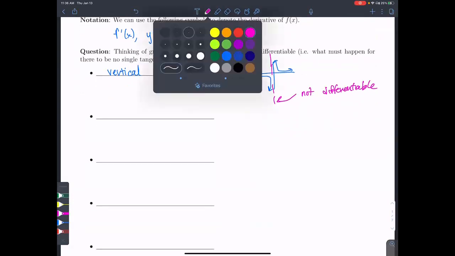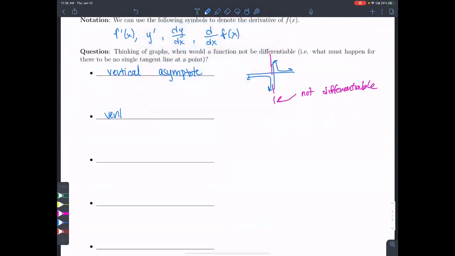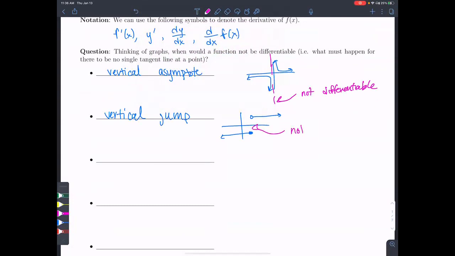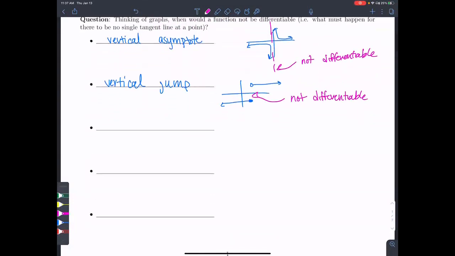Say there's a vertical jump. You have something like this. You wouldn't be able to guesstimate the slope there. There's no tangent line, so there's no slope to that tangent line. So it's not differentiable there either. You could also look at that and see the limit wouldn't exist at that point, right?